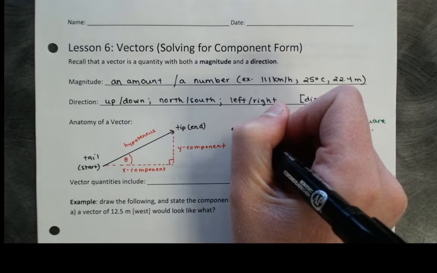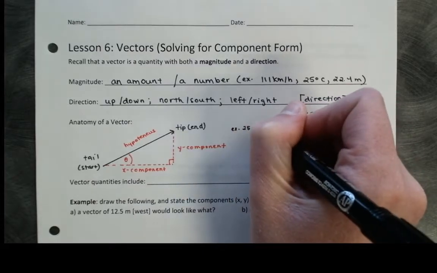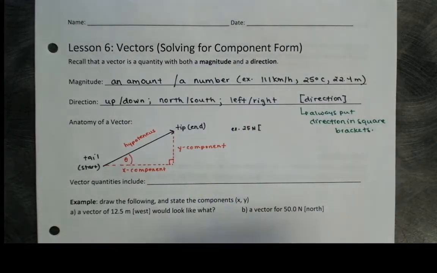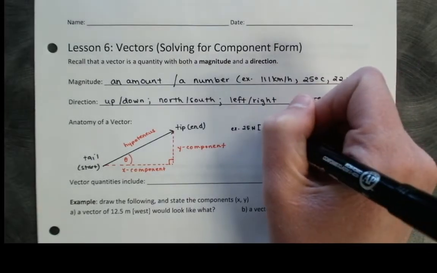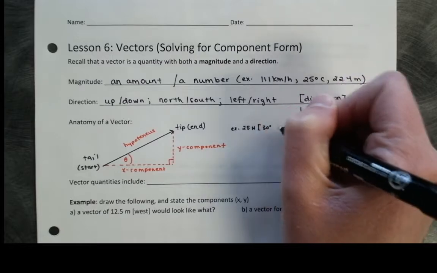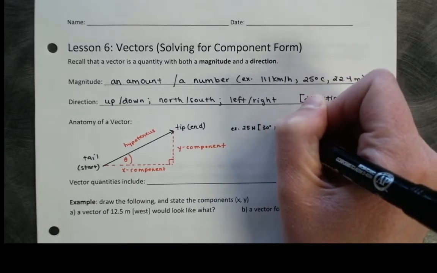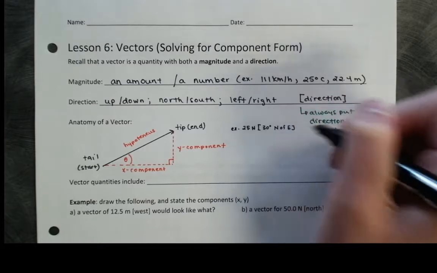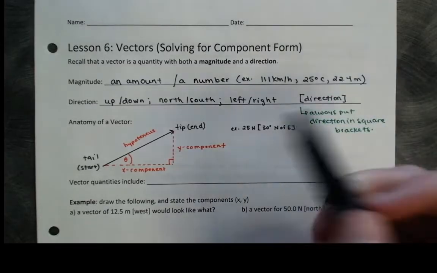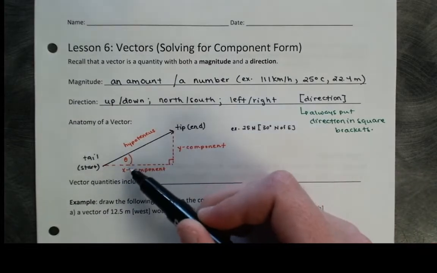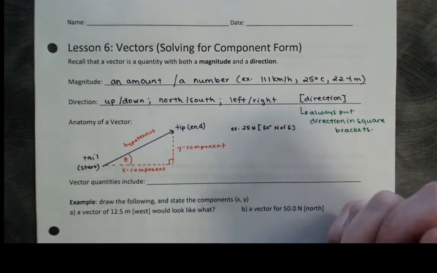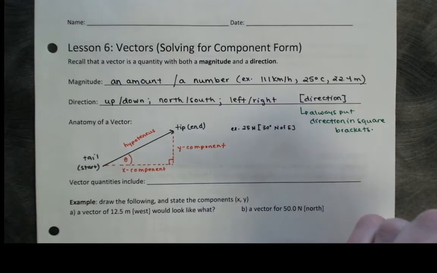let's go with, this could be 25 newtons. And then for an angle, let's say it was 30 degrees north of east. Okay, that's one way we could describe a vector. So the actual length of the vector is 25, and the angle would be 30 degrees. Okay, that's one way we could describe the vector.